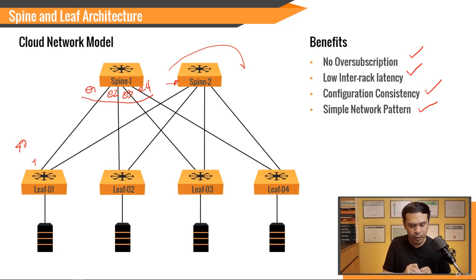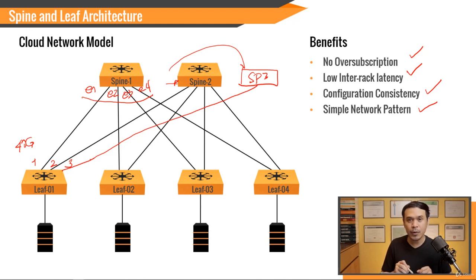The first 40 gig port will be used for connecting to the first spine. The second 40 gig port will be connected to the second spine, and you can also use this pattern on all leaves. Now, if you will be adding a third spine, spine 3, you can connect all leaves using the third 40 gig interface.